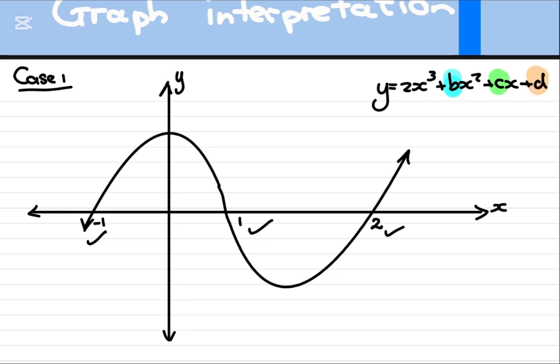Okay, so I need to find those unknown values, and we know that d is the y-intercept. The constant right at the end of your function, that's always the y-intercept of a polynomial. But in this instance, I don't know what my y-intercept is, but I do know my x values. So let's just remove this to keep my graph quite neat. Okay, so I've got these three.